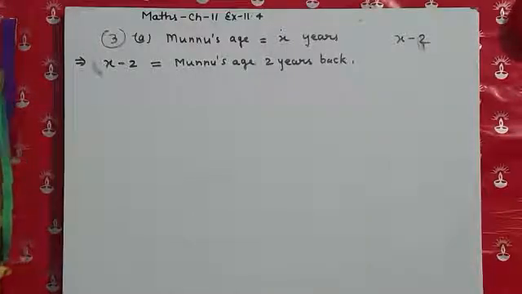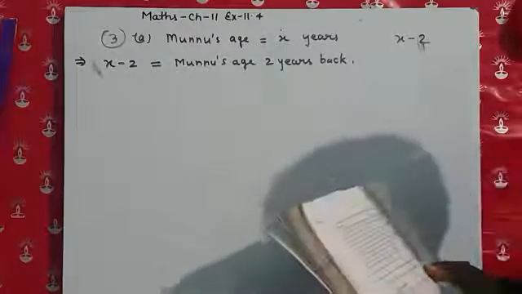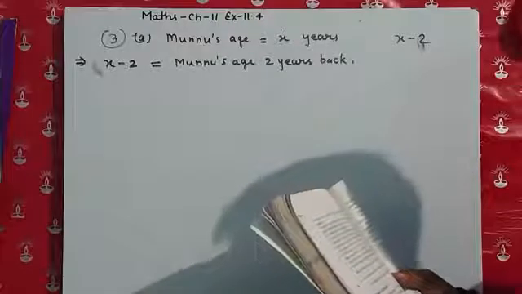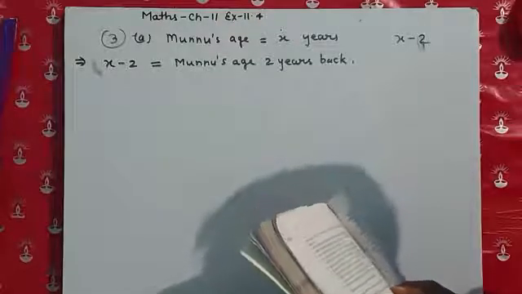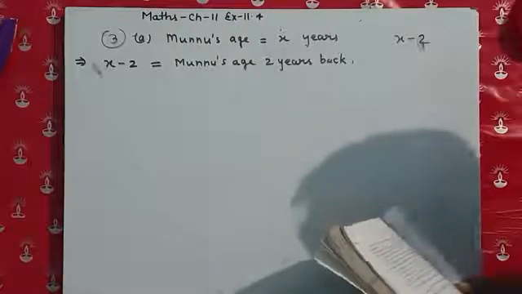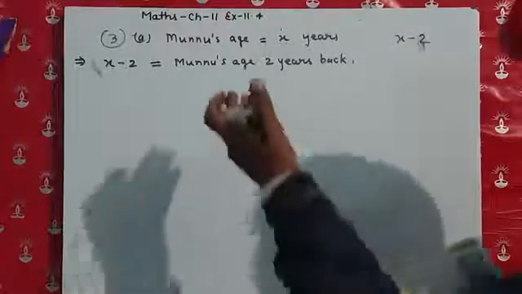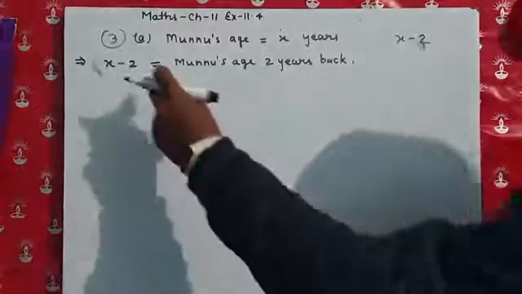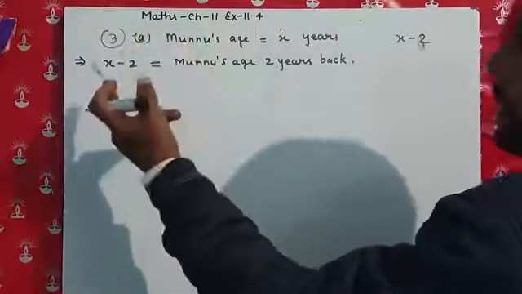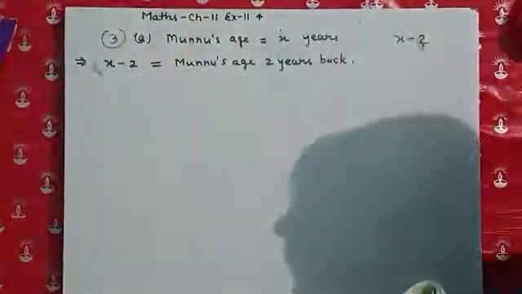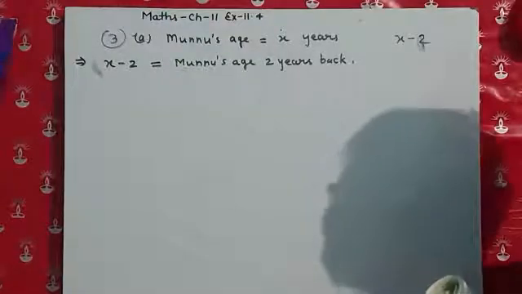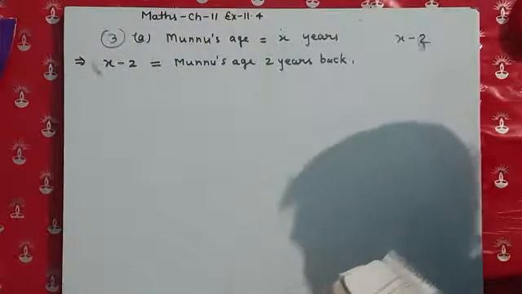And now we are going to the next part. Here the question is saying, and one hint is given: think of Munnu's younger brother. So simply we can write down more statements, that this is the age of Munnu's younger brother, who is 2 years younger than him. So we can write many statements over there.